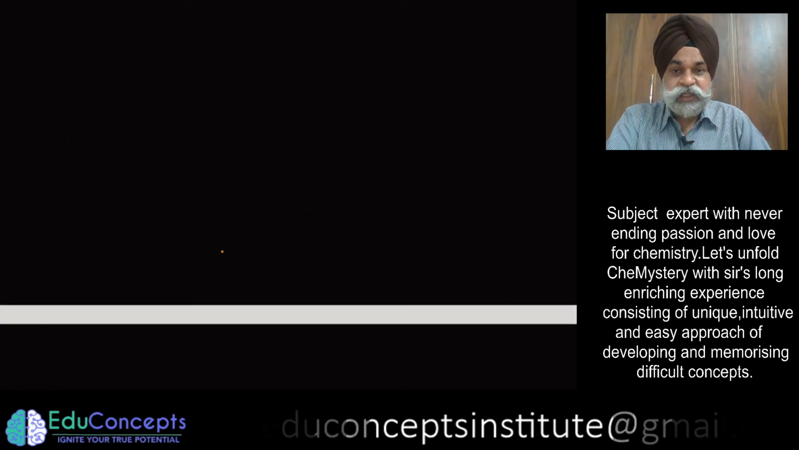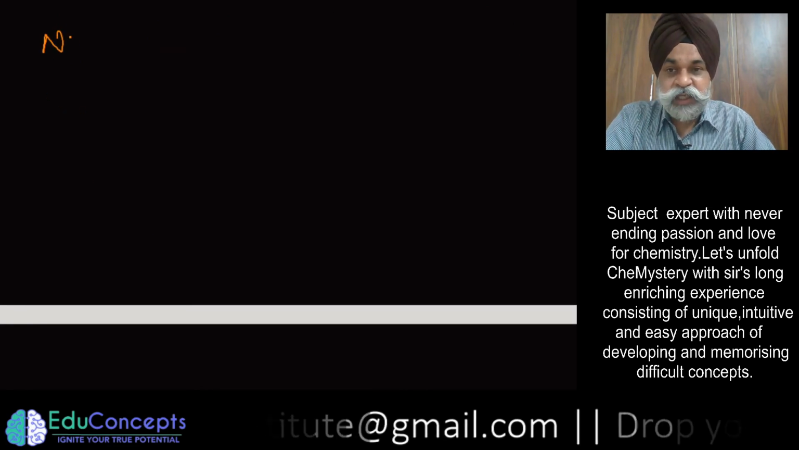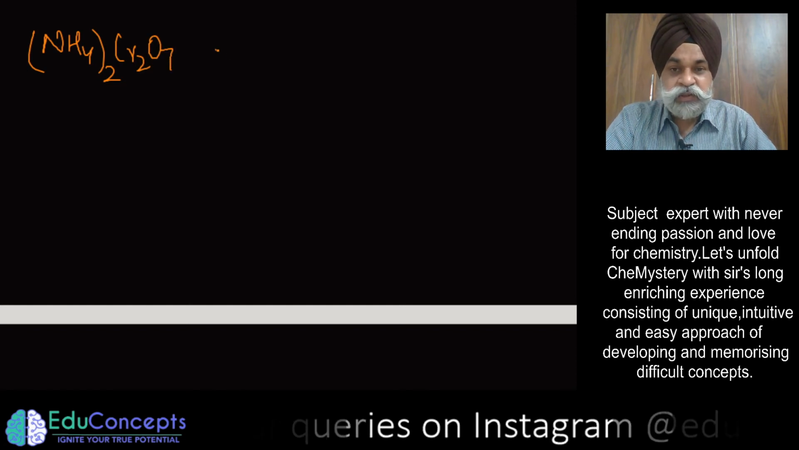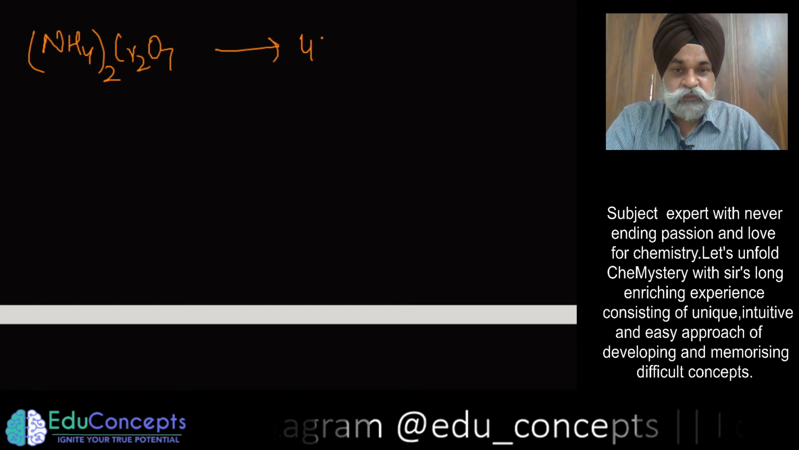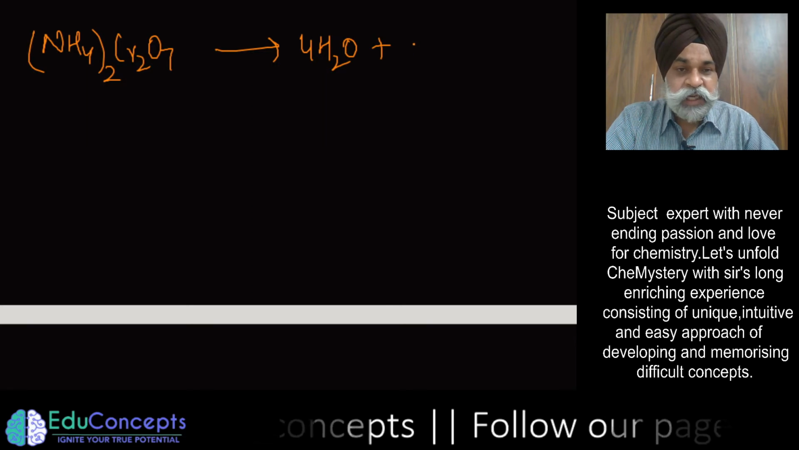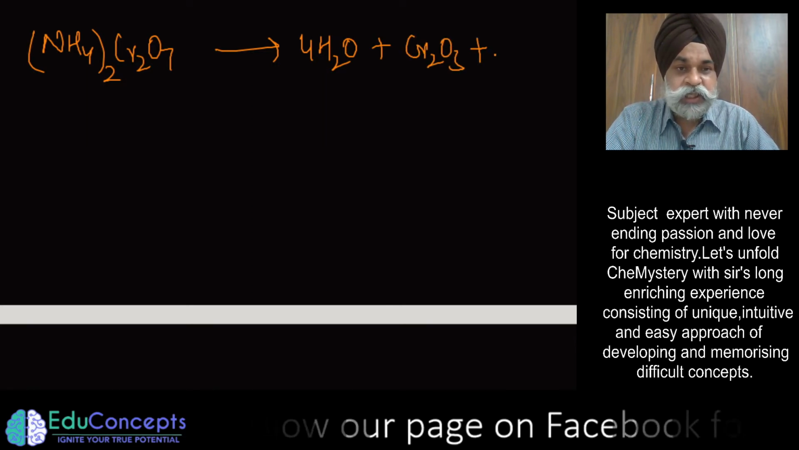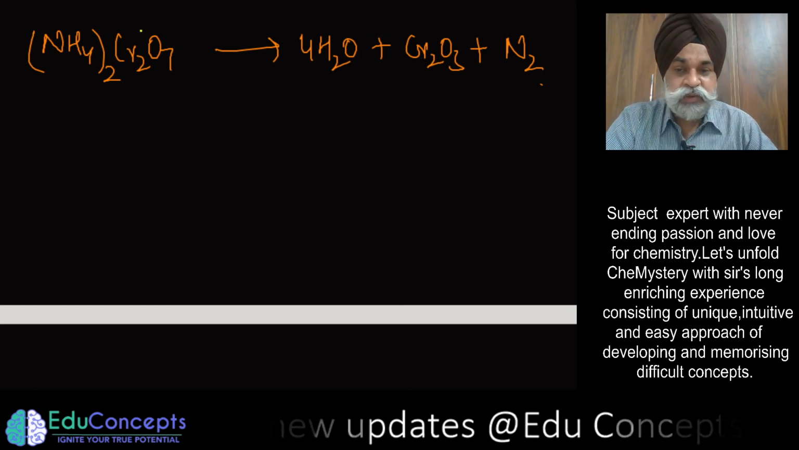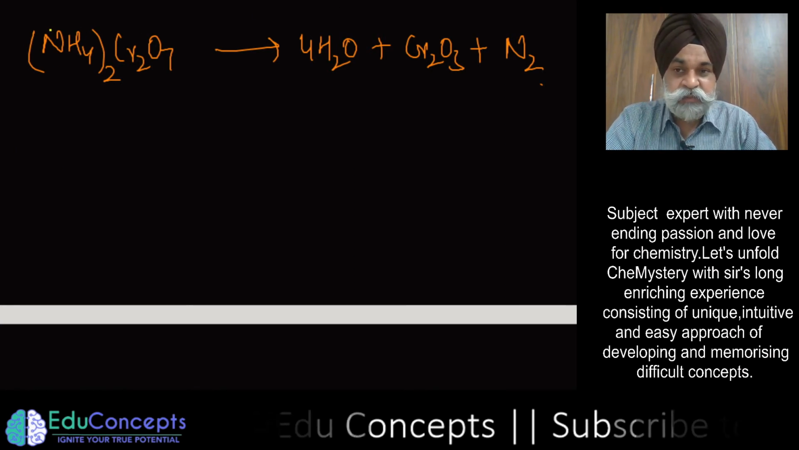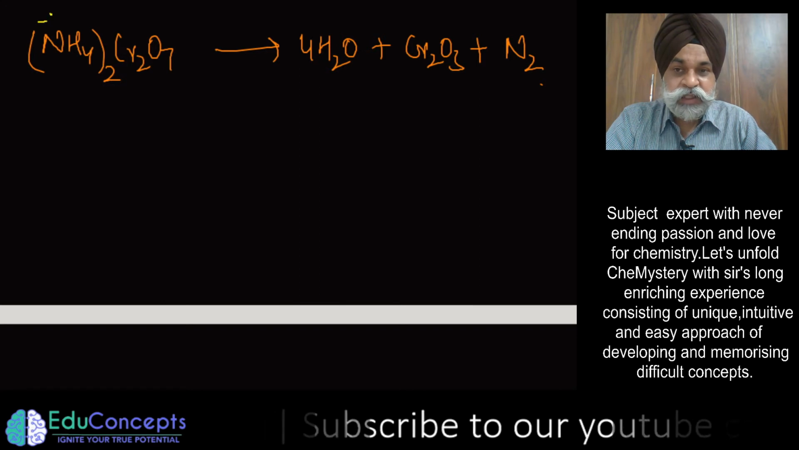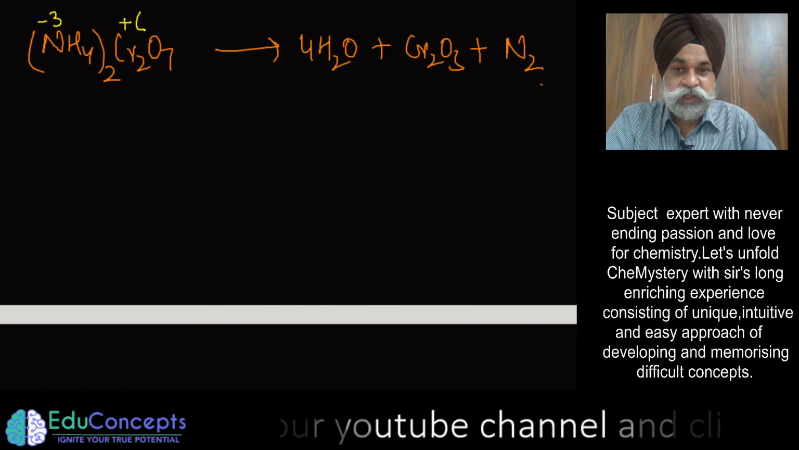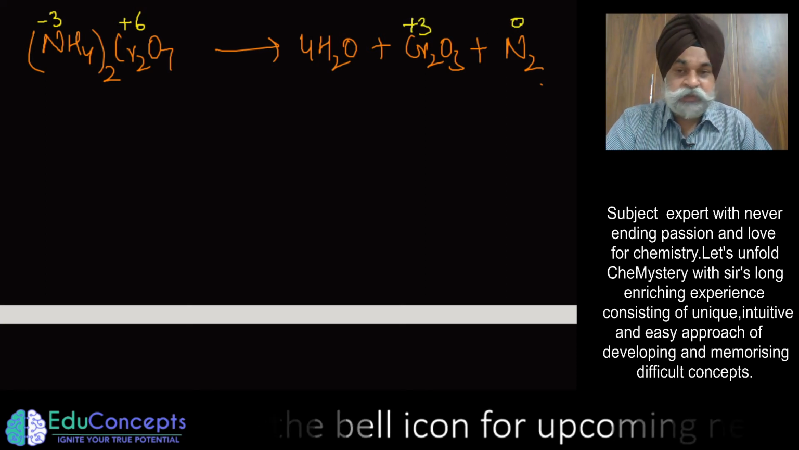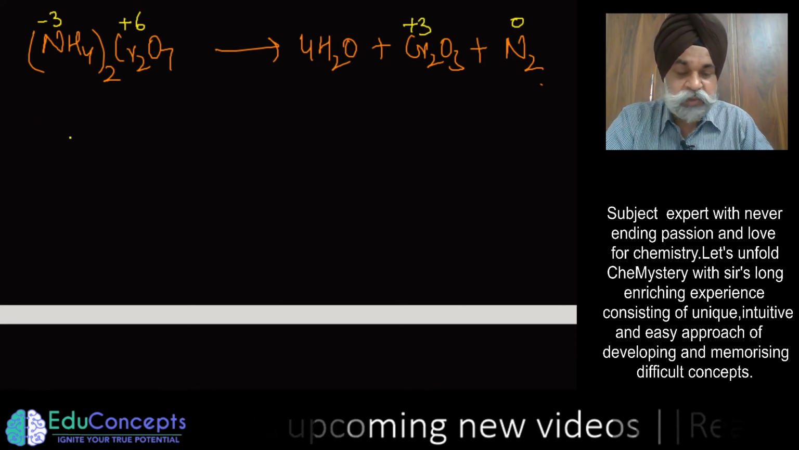So let me first come to the same point where we ended. This ammonium dichromate we are talking of. If this goes to 4 water along with Cr2O3 and N2, now in this case, if we are interested in knowing the n-factor of this compound, you could see this is in -3 oxidation state, this is +6 oxidation state, and this is +3 and this is 0.